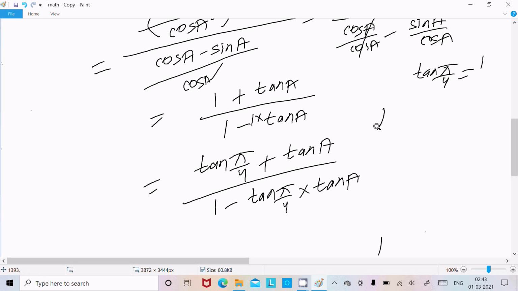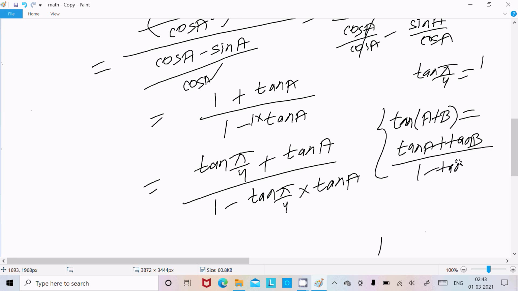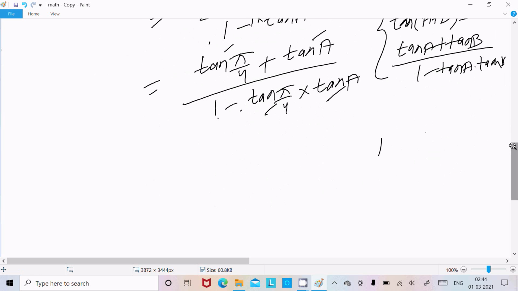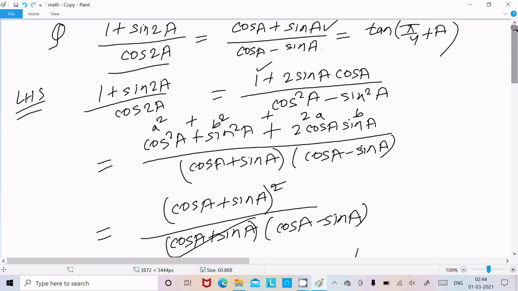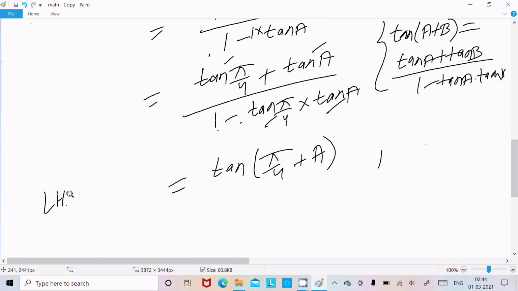So here the tan(a + b) formula is (tan A + tan B) divided by (1 − tan A tan B). Tan A is this one, tan B is this one, and 1 minus tan A tan B is this one. So we just write tan(π/4 + A). This is our requirement. Finally it comes, so LHS equals RHS, proved.